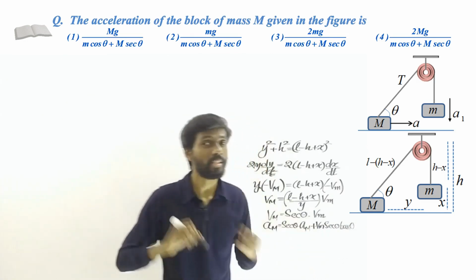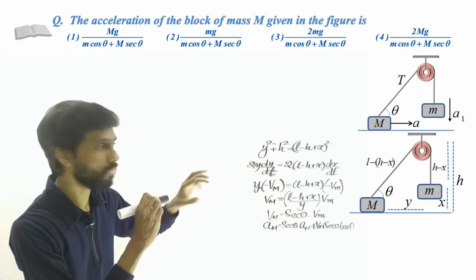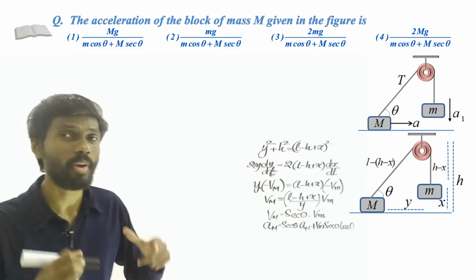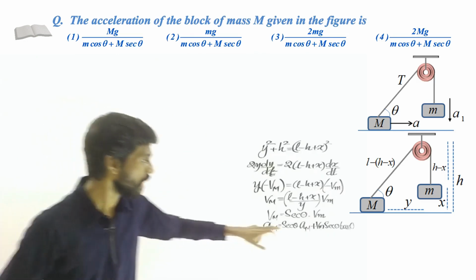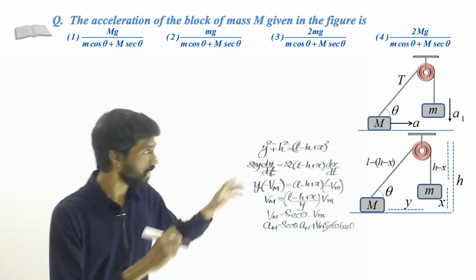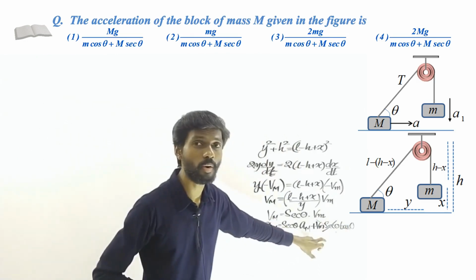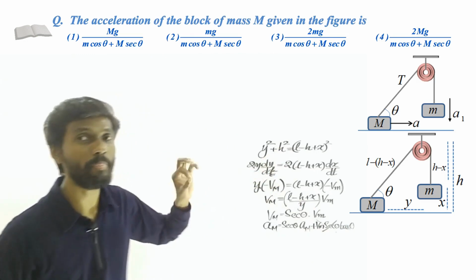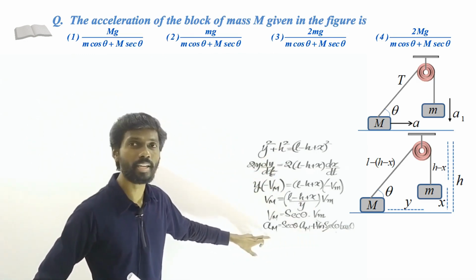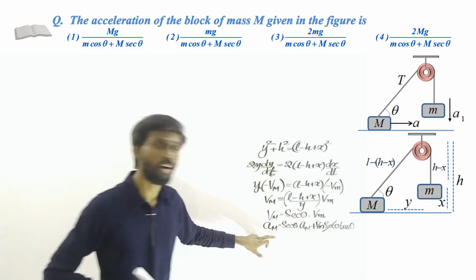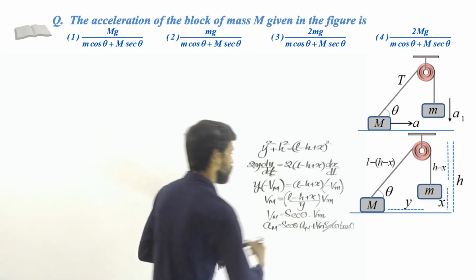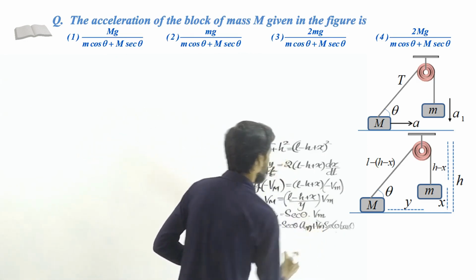But this Vm is 0 here, because the system is released from this position, which means at that situation the initial velocity is 0. That is why this term will become 0. If this were some intermediate situation, then this may not be 0, but the system is released from this position, so the initial velocity is 0. So the acceleration of the block of mass capital M is equal to secant theta multiplied by the acceleration of this small m. This is the relation between the accelerations.